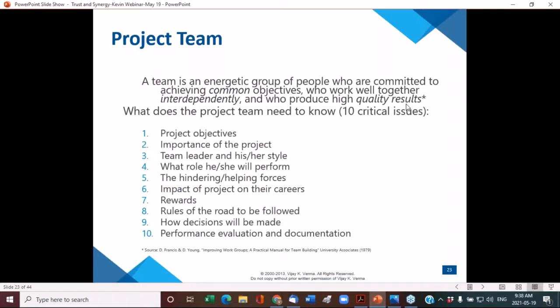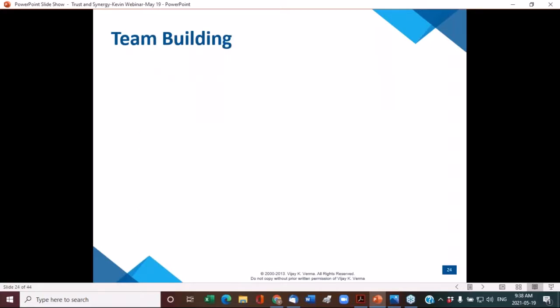And these are the 10 things that the project team needs to know when they're working in order to get the synergy. What are our objectives? Why are we doing it? What is the leader's style? What role will they perform? What are the hindering forces? What is the impact of the project on my career? What are the rewards? What are the rules of the road to be followed? How will decisions be made? Will they be made more participatively, or are they going to be made in an autocratic manner? And what is the performance evaluation and documentation?